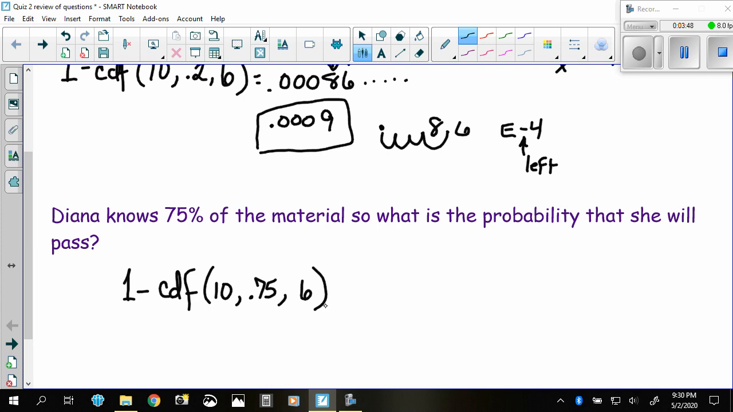So if we do this and we type it into our calculator using the binomial CDF under second vars, that's going to give us 0.7759. So she has a good chance of passing this test without guessing. He has a very low chance of passing this test if he guesses on everything. So studying does help.